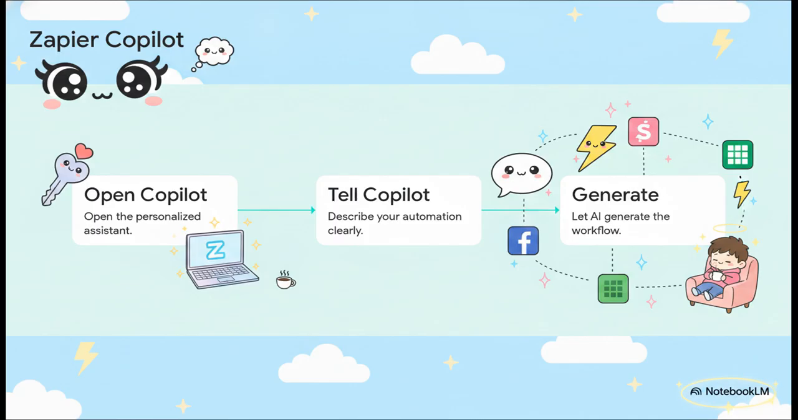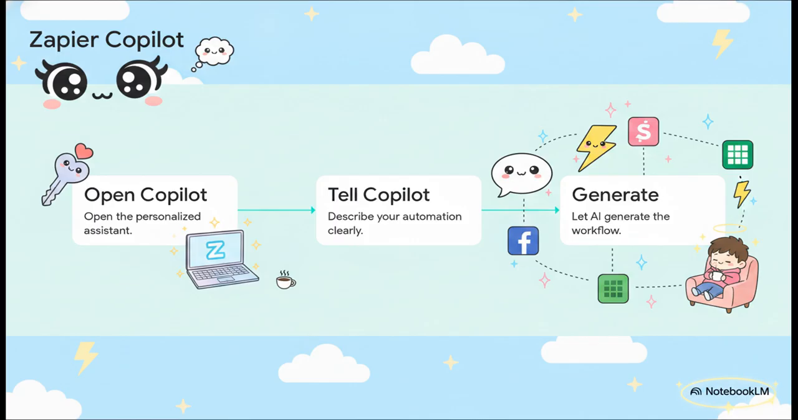Step 1, you simply open the personalized Copilot assistant right inside Zapier. Step 2, you tell the Copilot exactly what automation you're trying to build using natural language. And by that, I mean plain, everyday English. You just type to it like you're texting a friend. You could literally type, hey, every time I get a new lead in Facebook lead ads, I want you to send a message to my sales team in Slack and then add a row to my Google Sheet.